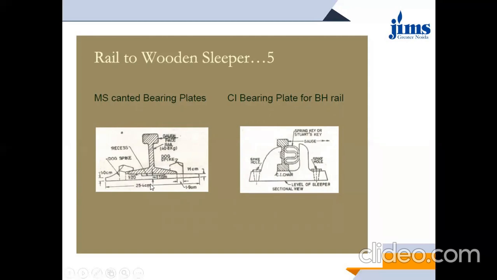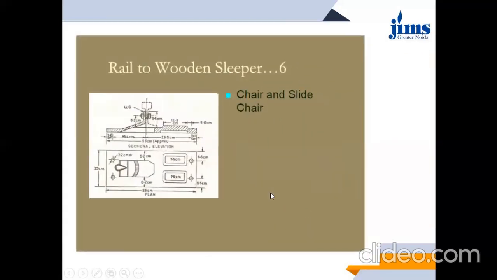Similarly, the cast iron bearing plate is used over here for a bull-headed rail. So in case of bull-headed rail, a spring key or Stewart's key, which is known as Stewart's key, is attached in the chair, and these cast iron chairs, with the help of this Stewart's key, are used to fix the bull-headed rail. Over here, see in the diagram clearly, the entire chair is fixed to the wooden sleeper with the help of the spikes. Here are the spike holes at the end of the chair, which are used to drive the spikes, may it be dog spike, may it be round spike.